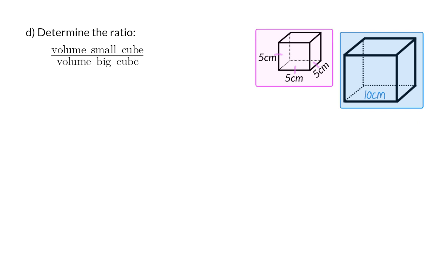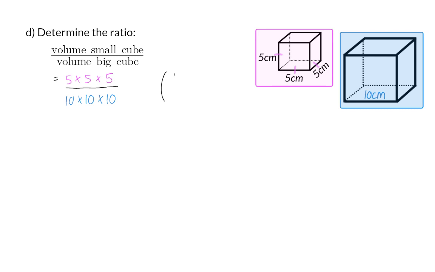Question D. Determine the ratio of the volume of the small cube to that of the big cube. So now we first need to determine these volumes. The volume of the small cube is the area of the square, and the square is a 5 by 5 square, multiplied by the distance to the next square, or the height of the prism, which is also 5. And the same goes for the bigger cube. Here, the length and breadth will be 10, and that is multiplied by the height, which is also 10.